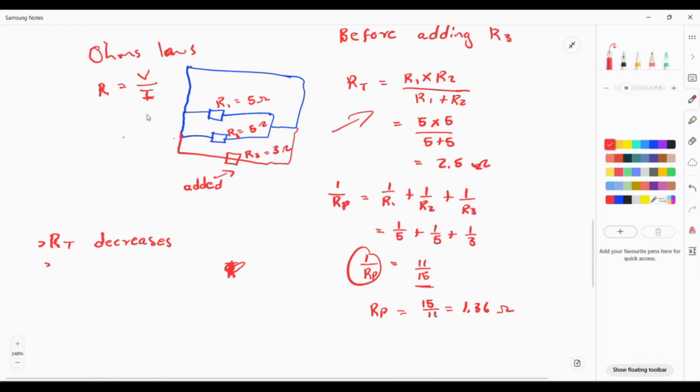This is Ohm's law. It says that resistance is inversely proportional to the current, given that temperature is kept constant. That's what I know. Resistance is inversely proportional to the current at a constant temperature, which means that when the resistance increases, the current decreases. That's what happens. So if your total resistance has decreased, it means that your total current, your IT, is going to increase. Your IT increases.